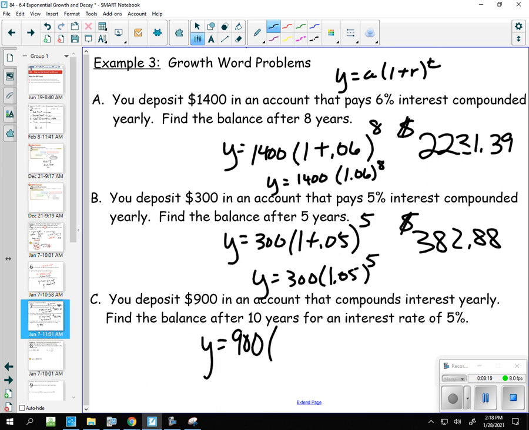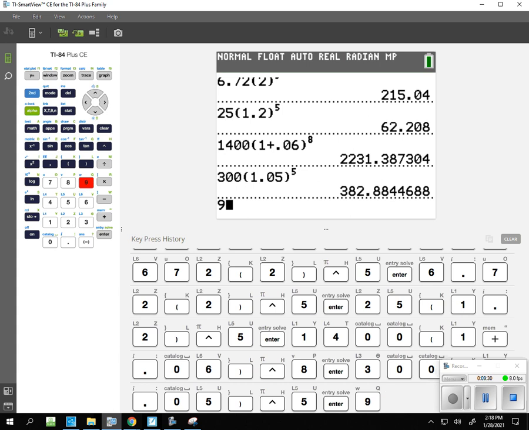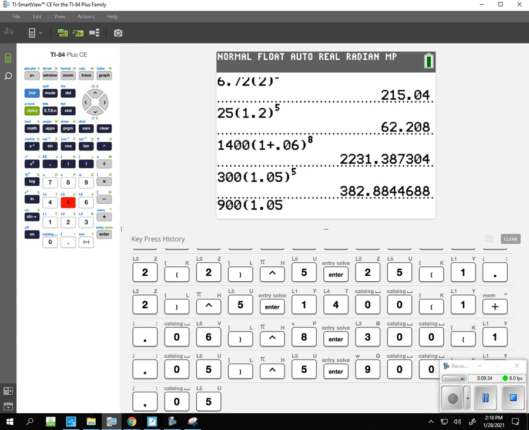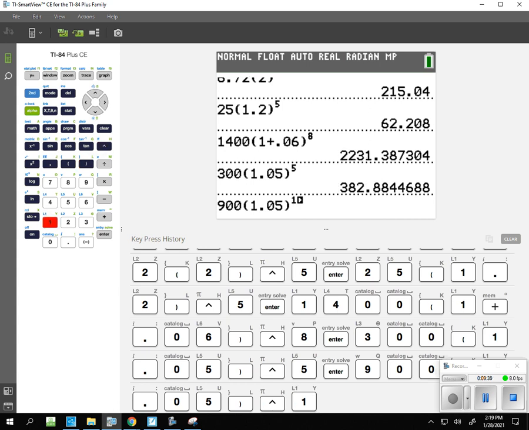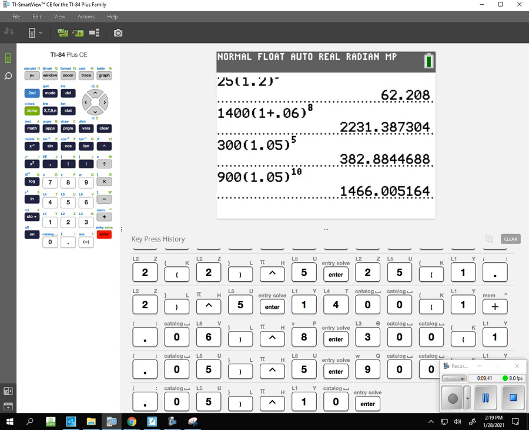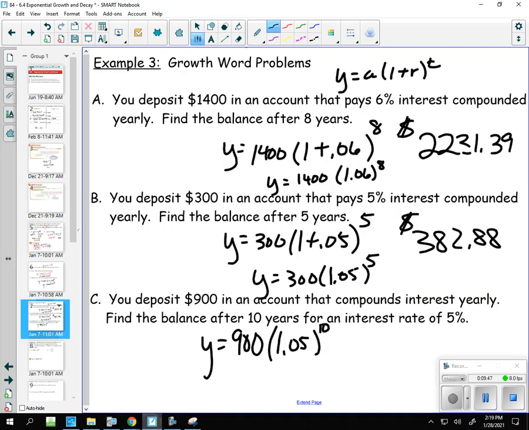Find the balance after 10 years if the interest, again, is 5%. So it's the same 5%, but now we're going 10 years, and we started off with more money. So 900 times 1.05. Now, you could have written that as 1 plus 0.05 as well, raised to the 10th. $1,466.01.